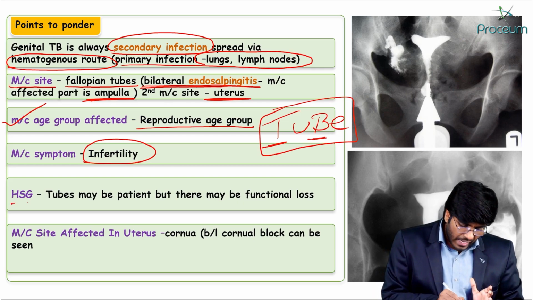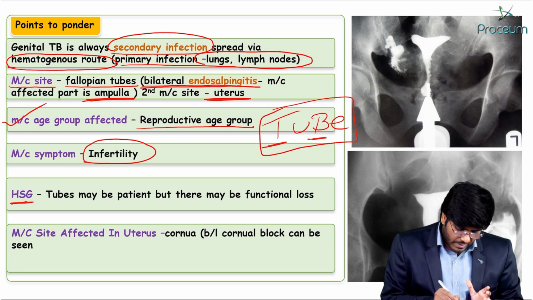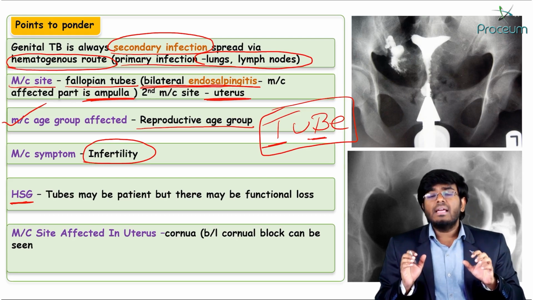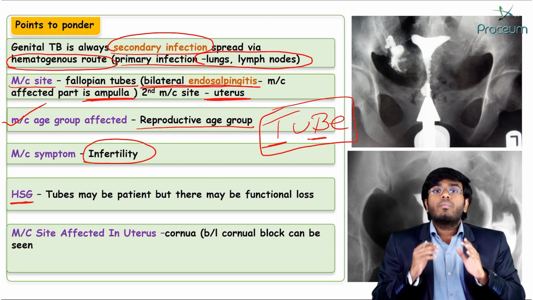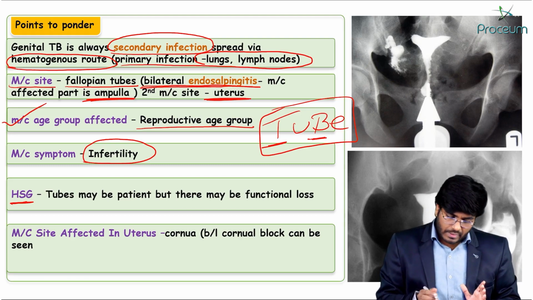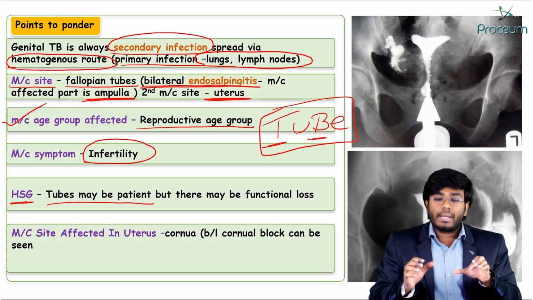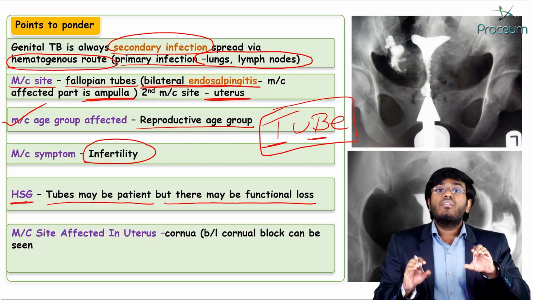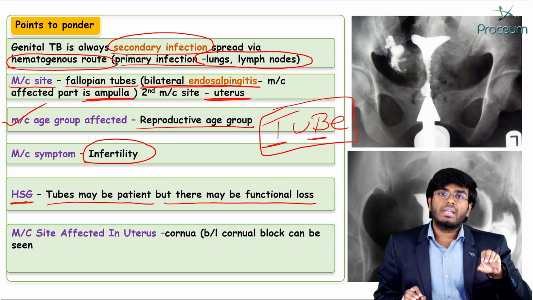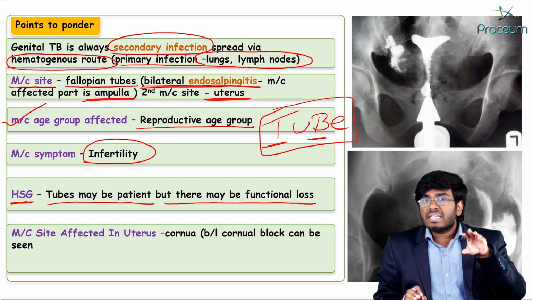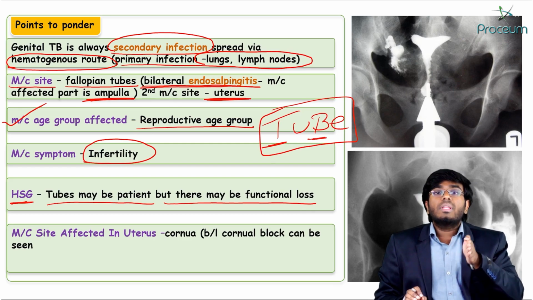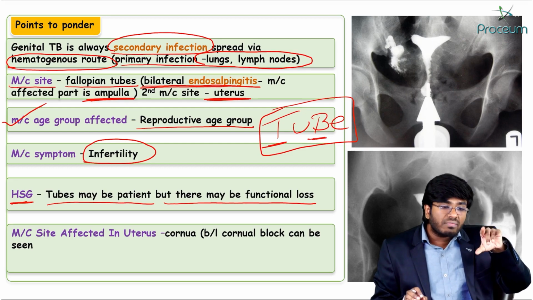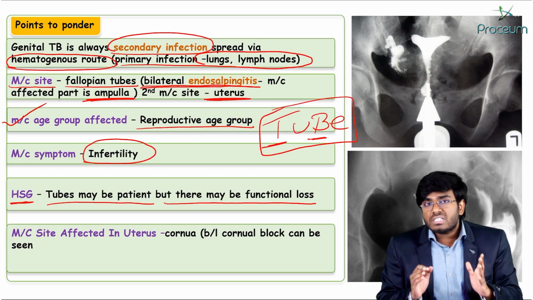Now, hysterosalpingography. If you do hysterosalpingography, usually because of genital TB, the tubes are affected. Most of the time the tubes will be blocked. For example, you have done the hysterosalpingography and the tubes may be patent, open, but there may be a functional loss. Though the tubes are open, functionally the tubal function is lost. Tubes need a peristaltic movement in order to move the product of conception. The embryo should be moved from the fallopian tubes into the uterine cavity. Because these peristaltic movements are lost, the function is lost.